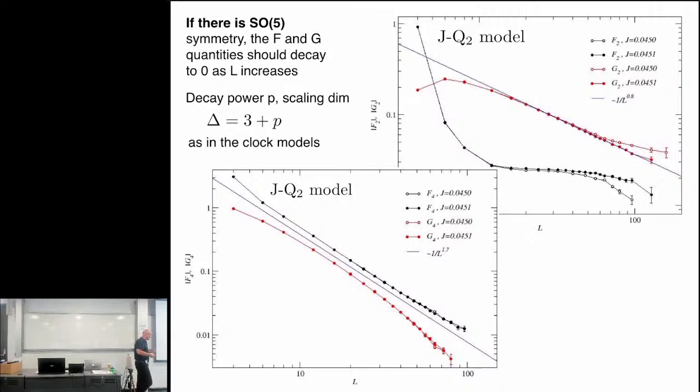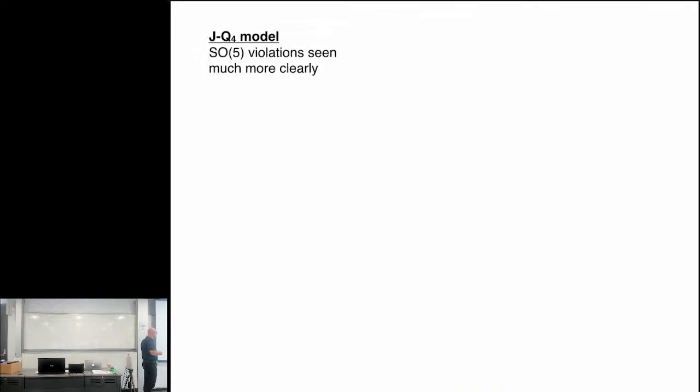So again, I think it's consistent with we are not really quite at the critical point, so then we have to violate SO5. But probably the point that we cannot reach has SO5.